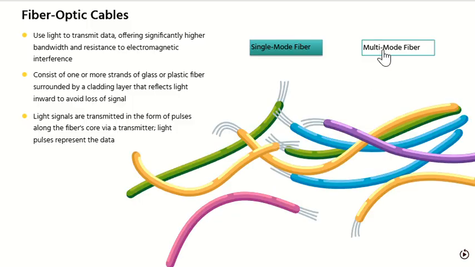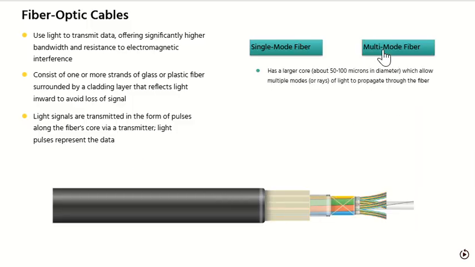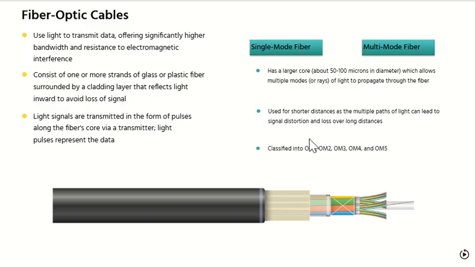Select the next option. Multi-mode fiber has a larger core, about 50 to 100 microns in diameter, which allows multiple modes or rays of light to propagate through the fiber. Because of this, multi-mode fibers are used for shorter distances, as the multiple paths of light can lead to signal distortion and loss over long distances. Multi-mode fiber optic cables can be classified into OM1 through 5.